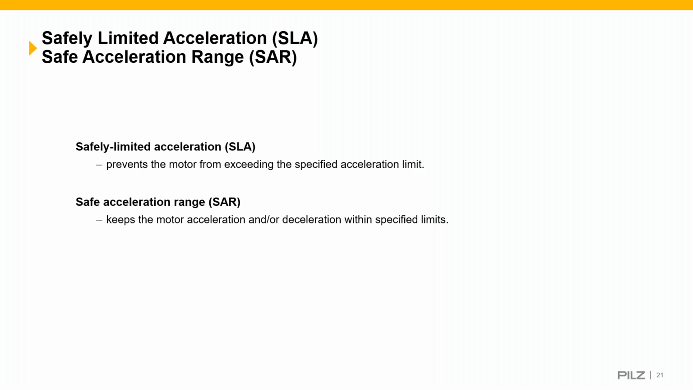So we can now look at safely limited acceleration, or SLA, and safe acceleration range, SAR. Again, these aren't terms that get used very often, but need to be considered. Safe limited acceleration prevents the motor from exceeding the specified acceleration limit. Safe acceleration range keeps the motor acceleration and/or deceleration within specified limits.